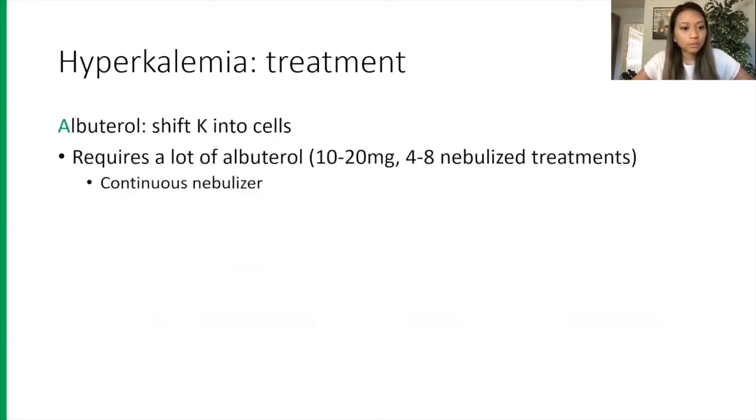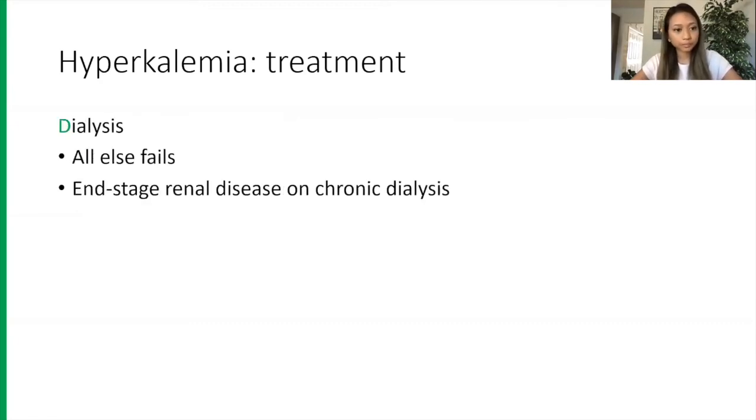Okay. Shift potassium into cells with albuterol. This requires a lot. This is like 4 to 8 nebulized treatments. We can't even use nebulizers now in the ED because of Corona. It would have to be a continuous nebulizer. So dialysis, if all else fails, or it's already an end-stage renal disease patient on chronic dialysis.